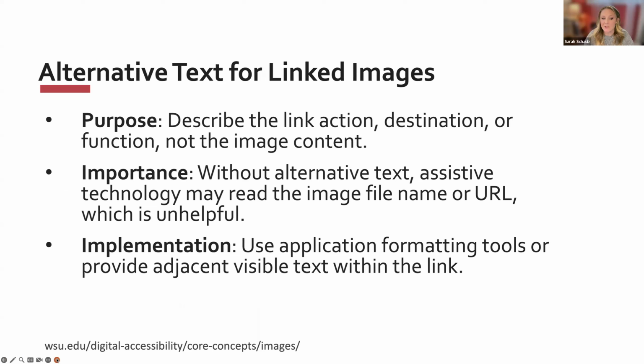Alternative text for linked images. So the purpose is to describe the link action, destination, or function, not the image content. So we kind of went over that already, but just to reiterate that if you are linking an image, you need to describe where that linked image is going to, not the image itself. Without alternative text, assistive technology may read the image file name or URL, which is unhelpful. So implementation, you want to make sure to use the application formatting tools or provide adjacent visible text within the link.